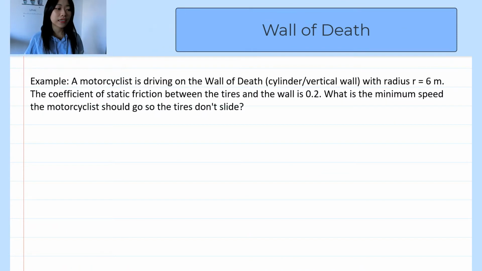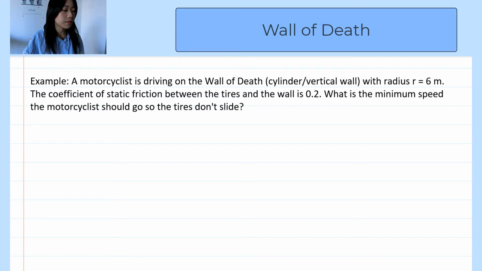A motorcyclist is driving on the wall of death, which is a cylinder with a vertical wall, and the radius of the wall of death is 6 meters. The coefficient of static friction between the tires and the wall is 0.2. What is the minimum speed the motorcyclist should go so the tires don't slide?